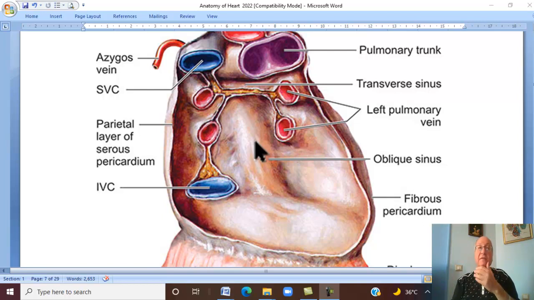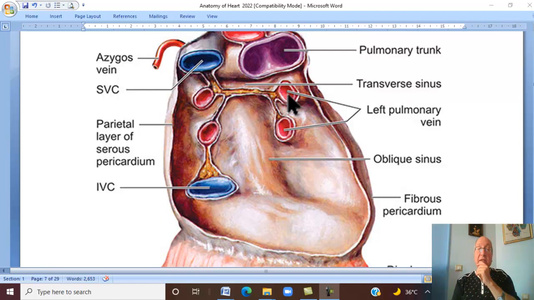Behind this sinus, there is the fibrous pericardium. Therefore, the first relation just posterior to the base of the heart is the serous pericardium and the fibrous pericardium. And the serous pericardium here forms this potential space behind the heart, which is called the oblique sinus of the pericardium.